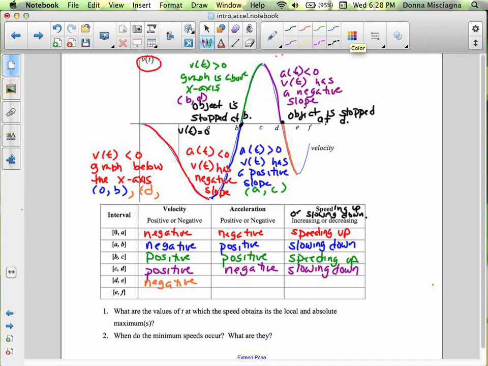And acceleration, we still have a negative slope. It has a negative slope from C to E. All right, so it is negative. Now they match, so we're speeding up.